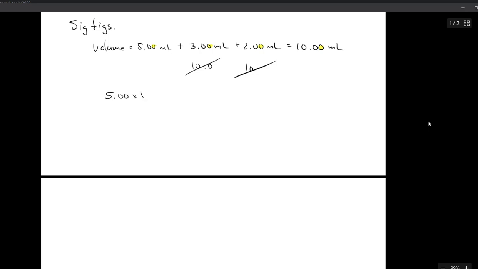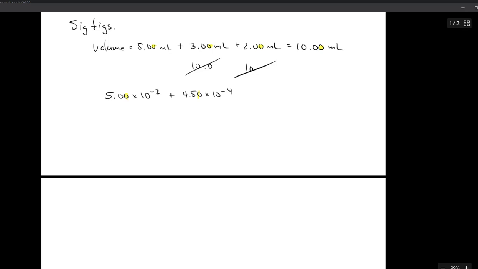5.00 times 10 to the minus 2 plus, let's say, 4.50 times 10 to the minus 4. Okay? What I'm noticing is a lot of people are saying, well, this goes to the hundredths place, and this goes to the hundredths place, so I'll do the addition in my calculator, and then I'll round to the hundredths place of whatever it gives me. And that is totally wrong.